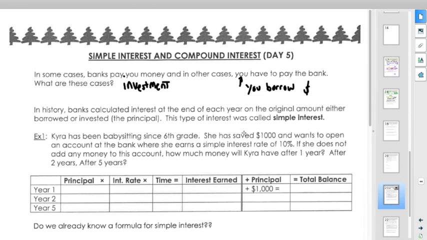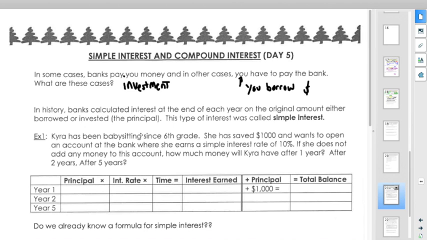So in history, banks have calculated interest at the end of each year on the original amount, either borrowed or invested. So typically, however much you take out, they'll charge interest on that, and that's called simple interest. So let's take a look at example one.